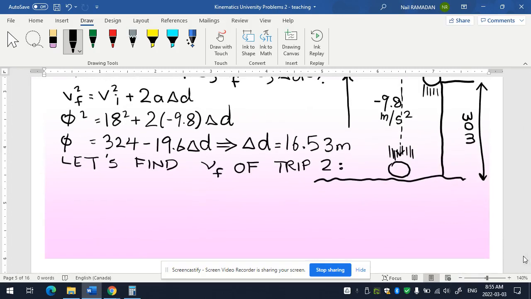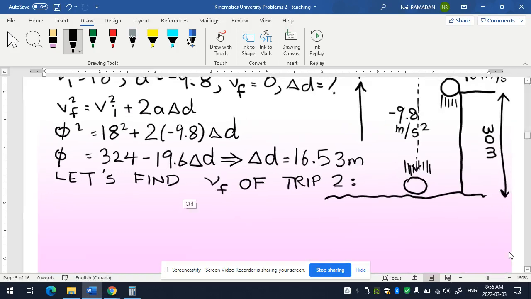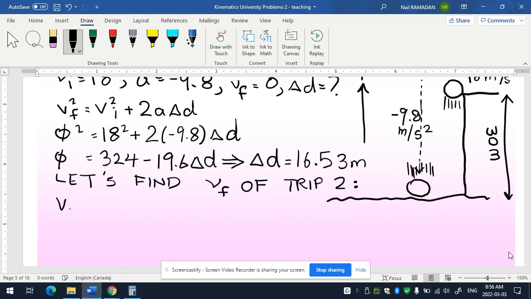Okay, everyone? What do I know now about trip 2? I know distance, which is the combination of these two. What else do I know? Initial speed, which is 0. Acceleration is negative 19.8. Only negative because it's pointing down, not because it's speeding, and not because it's slowing down. All right. So Vi equals 0. Delta D.